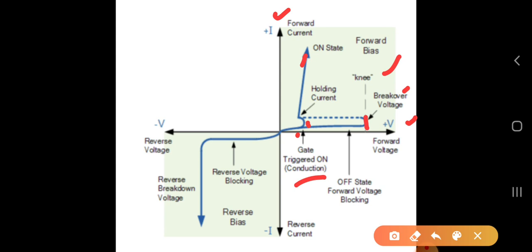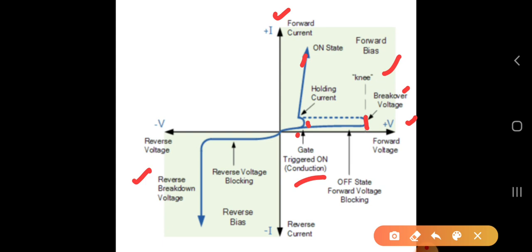So this is everything about the forward biased condition of the SCR. Your current starts conducting heavily and the voltage suddenly comes down, and your SCR is in the turned on condition. Now what happens in the reverse bias condition? We will see the characteristics of the reverse bias condition on this side. Again, in the reverse bias condition the SCR will not be conducting, so the SCR is only conducting in the forward bias condition.